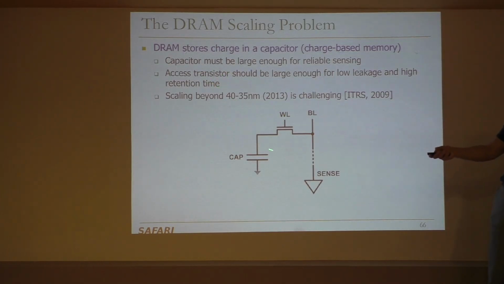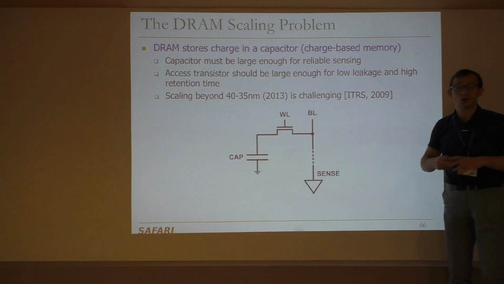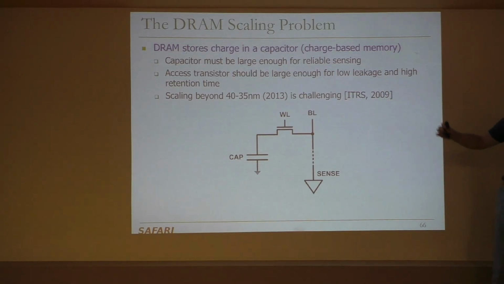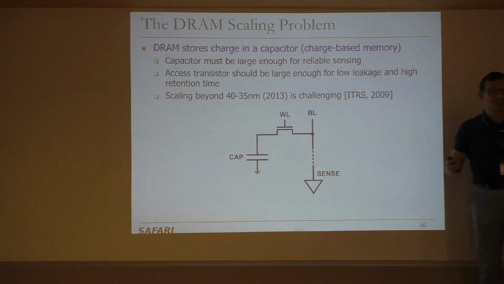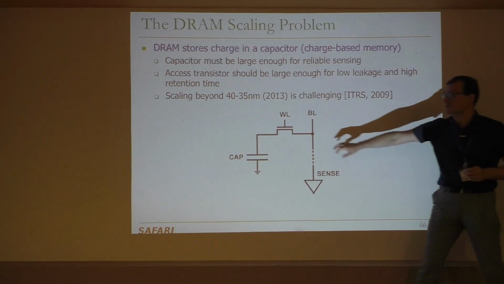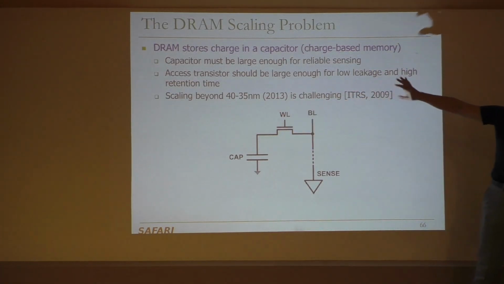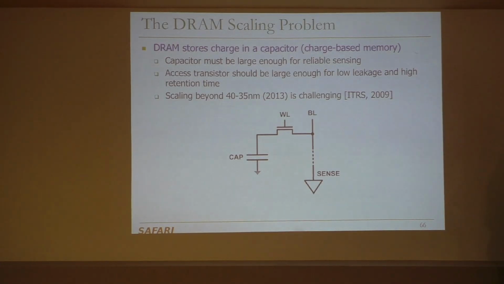On the other hand, the access device needs to be reliable also. In DRAM, the access device is the access transistor, the bitline, and the sense amplifier. And this access transistor should be large enough for low leakage and high retention time. And as this becomes smaller, you get high leakage as well as low retention time. And so you need to refresh it more often. Plus, there are other issues. As this becomes smaller, you get some different types of resistance over here, and the latencies may also increase, as we will see in a paper.